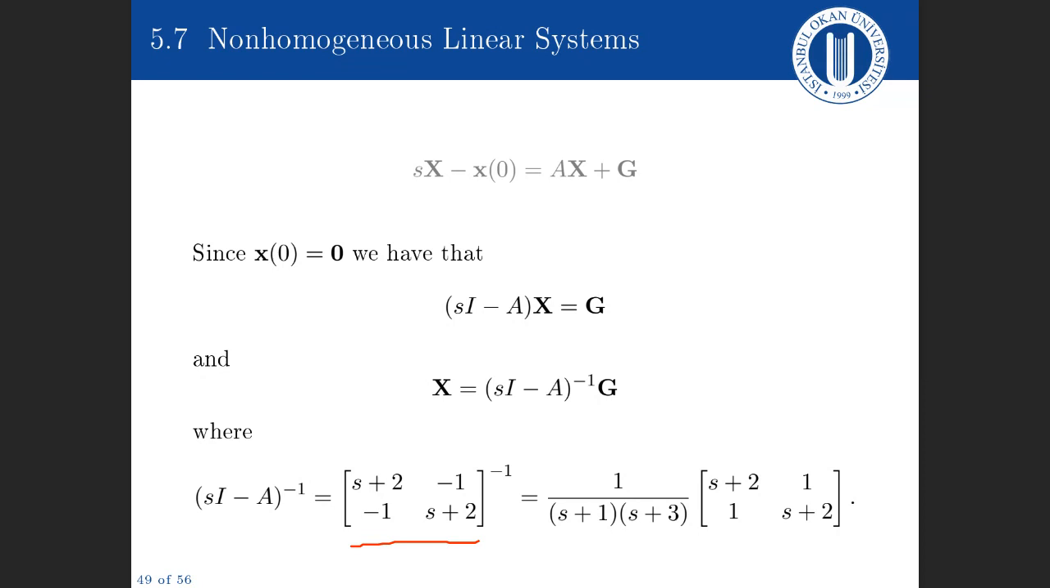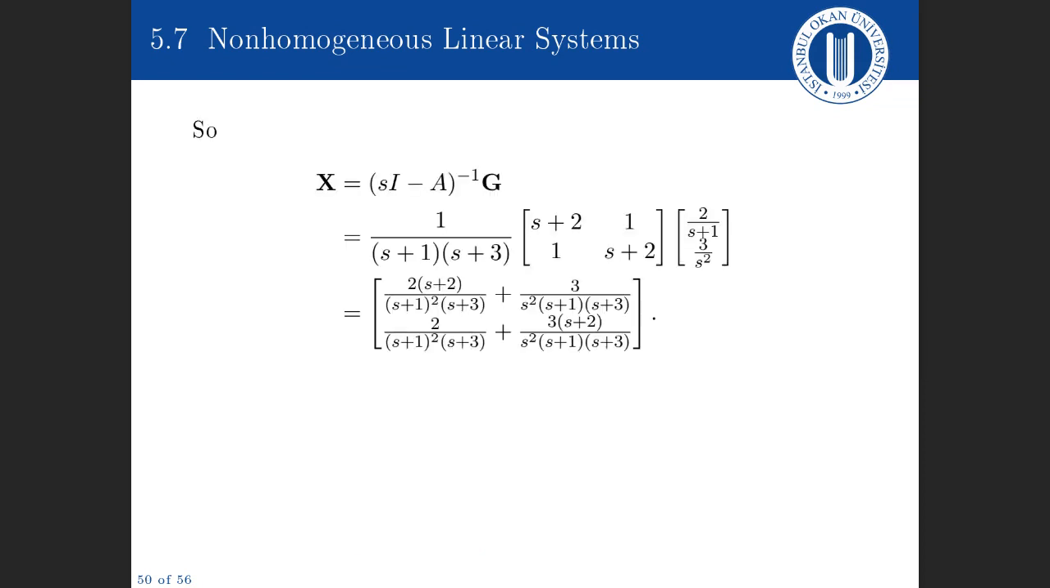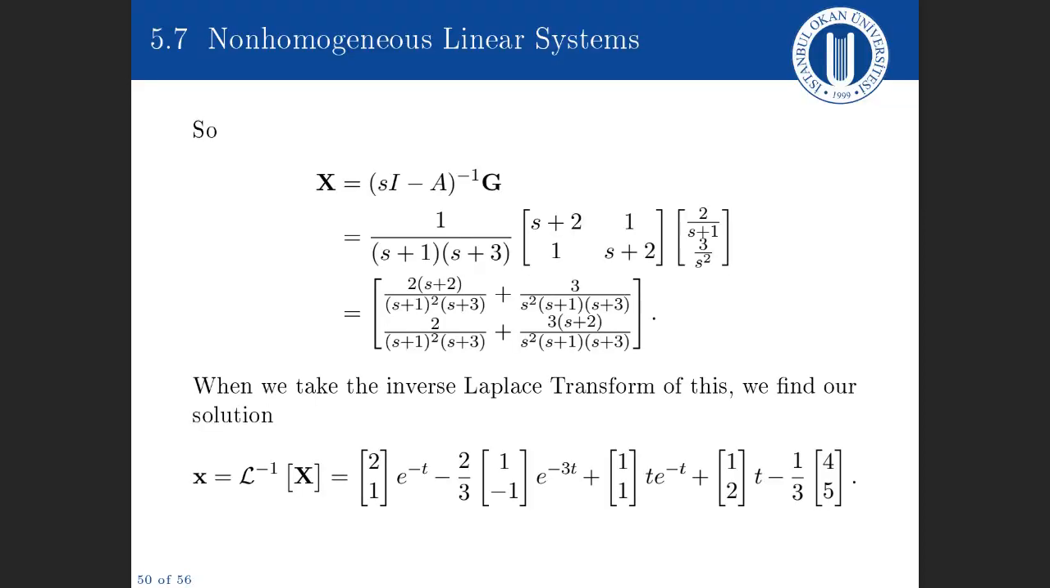We take the inverse of this function. We know how to do the inverse of a 2 by 2 matrix. This is what we get. So capital X is this inverse matrix multiplied by our capital G. To finish, we just take the inverse Laplace transform of this. And I leave this for you to check. If we take the inverse Laplace transform of this function, we get the solution at the bottom.